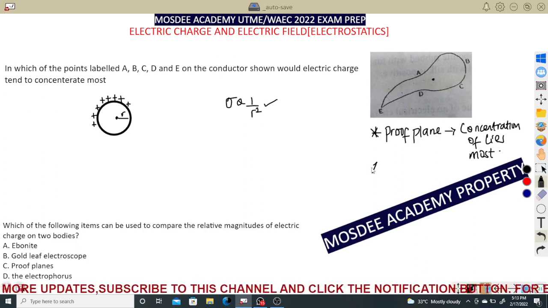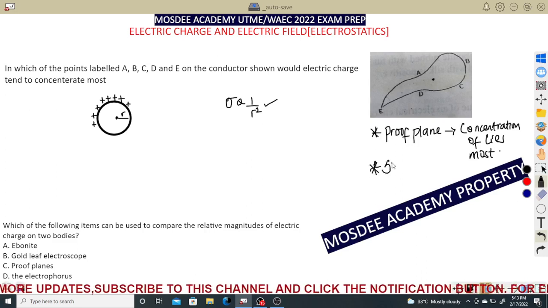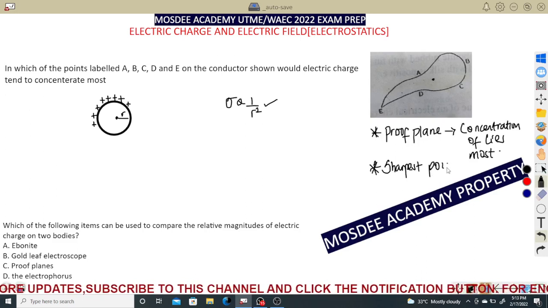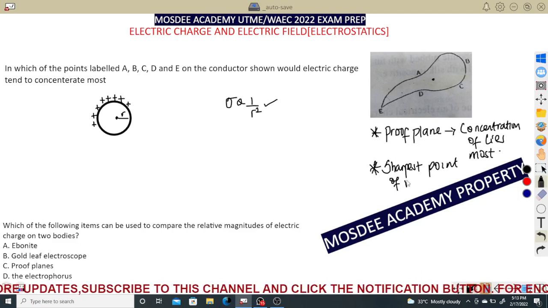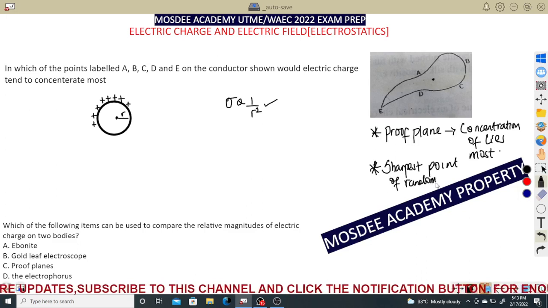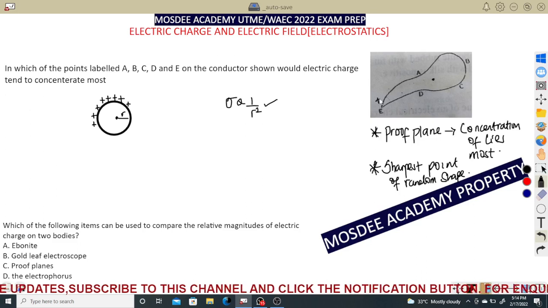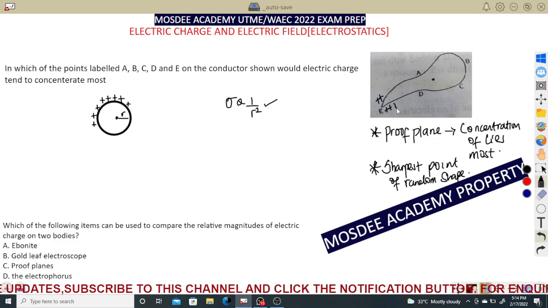That is what your teacher will tell you in junior class, which is good, very correct. The concentration is always at the sharpest point of a random shape. So the charge lies at the sharpest point. So the concentration of charge will lie at this point that was labeled E here.